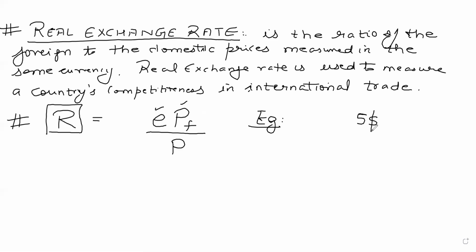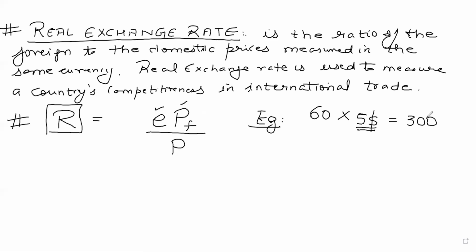Or you can think of it like that. Suppose there is a commodity which costs $5 in US. And suppose the exchange rate between US and India hypothetically is 60. That means $1 is equal to 60 rupees. This means that the commodity which costs $5 in US will cost how much in India? 300 rupees.